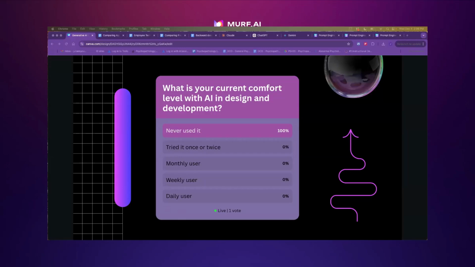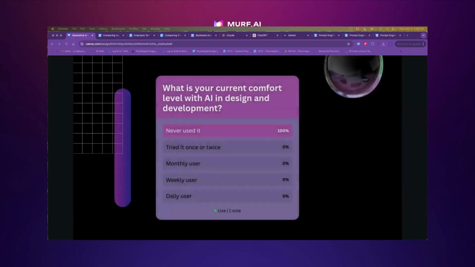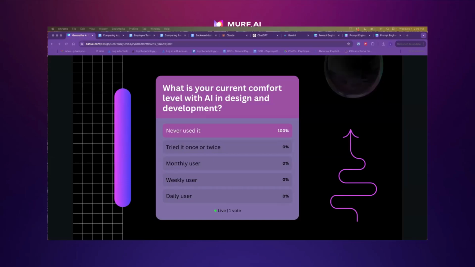Yeah, so I see a lot of people who have tried it and perhaps are a little bit nervous about how to proceed, but today we're going to jump right in and hopefully you'll be as amazed as I was when I first started using it.